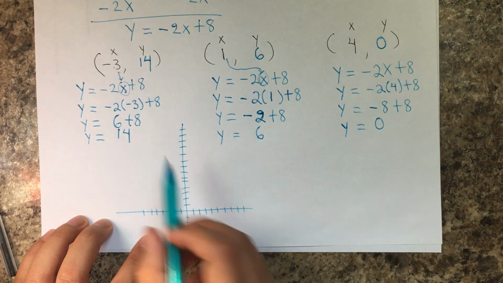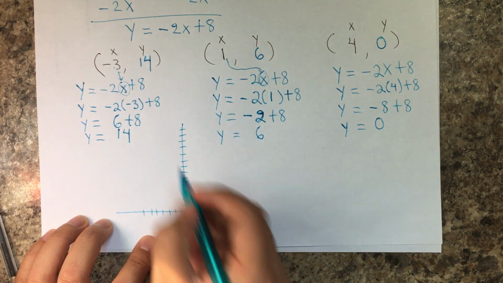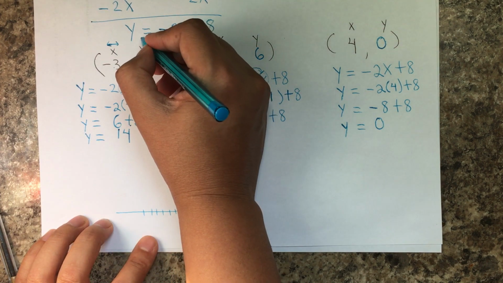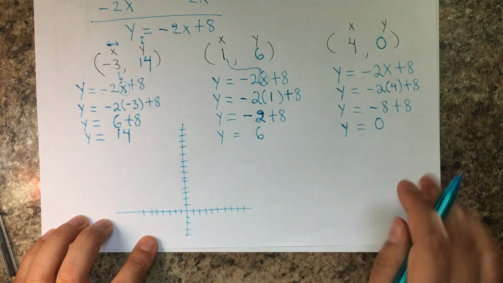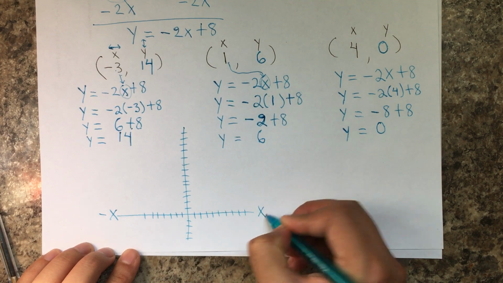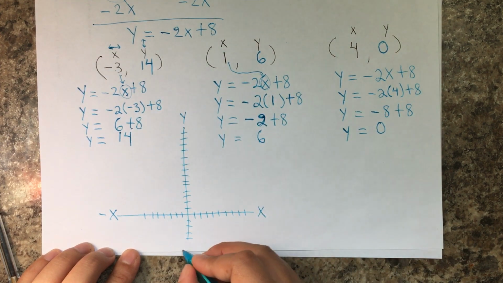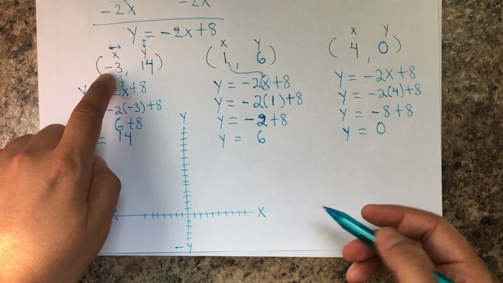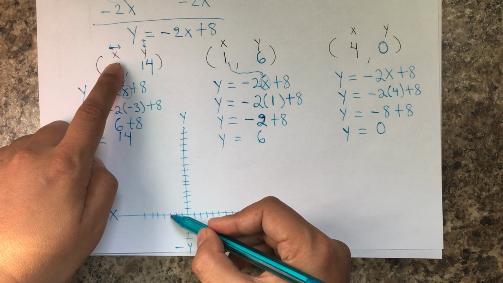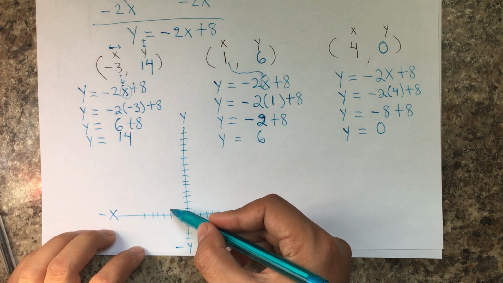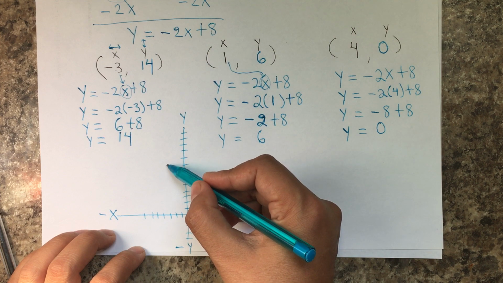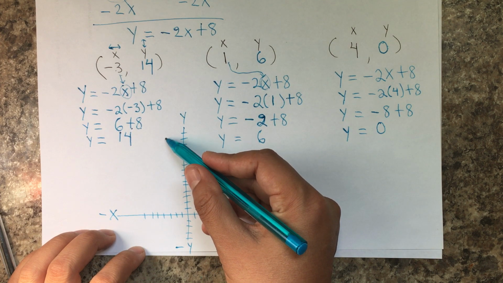I wasn't planning on doing this, but negative 3, remember that these are always left if it's negative or right if it's positive, down if it's negative, up if it's positive, okay? This is negative x, positive y, negative y. So here we have negative 3. So 1, 2, 3. Don't place the dot. Positive 14. So 1, 2, 3, 4, 5, 6, 7, 8, 9, 10, 11, 12, 13, 14.